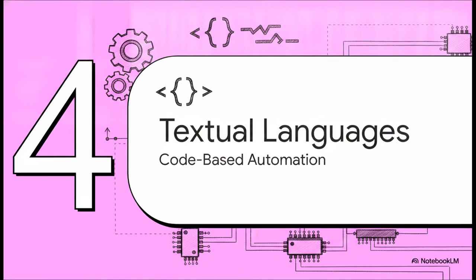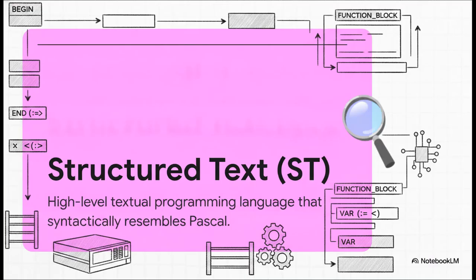Section 4. Textual Programming Languages, Code-Based Automation. All right, shifting gears from visual to text. The main one you need to know is structured text, or ST. This is a high-level, block-structured language that looks a lot like Pascal. For those of you who already like computer science or traditional coding, you're going to find ST super intuitive and a lot faster to write than dragging and dropping graphical blocks.